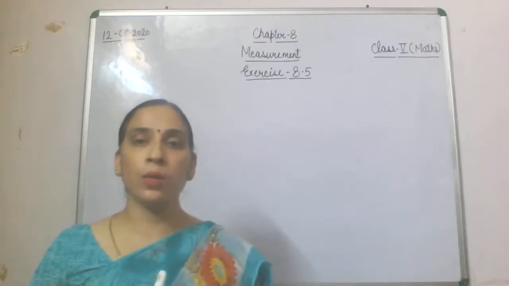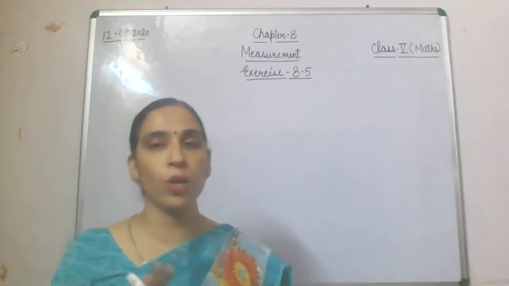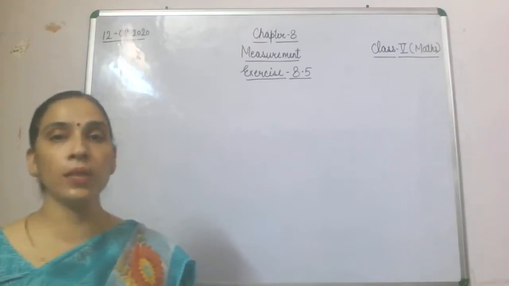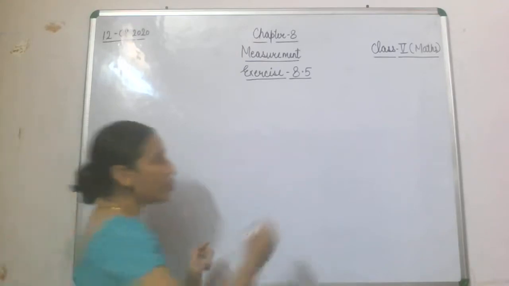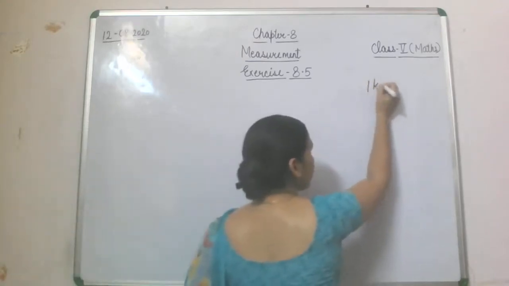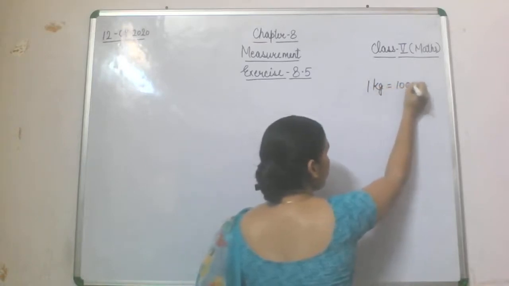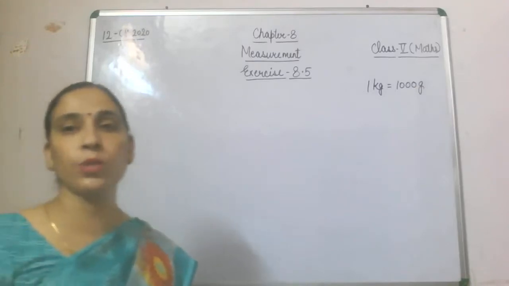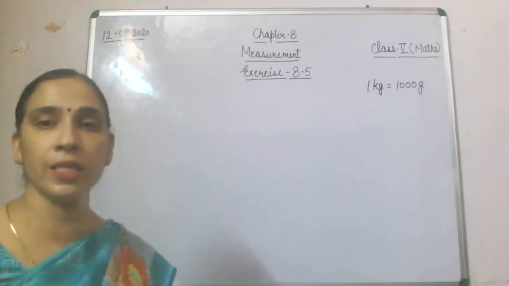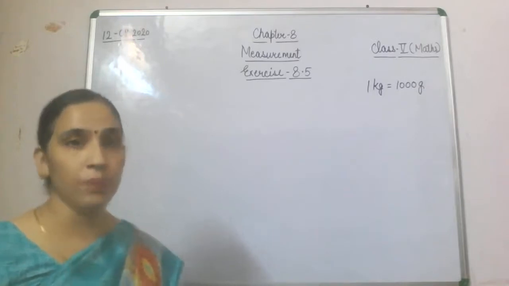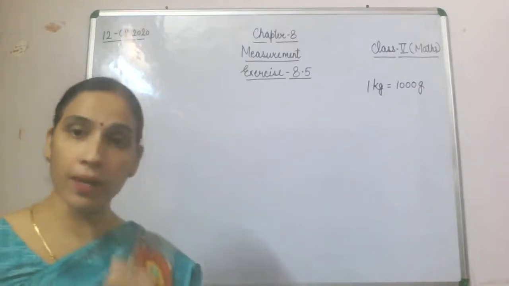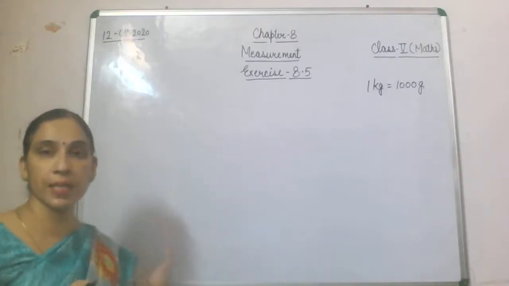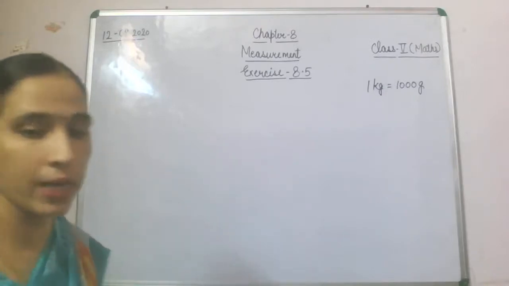So whenever you are converting a bigger unit into smaller unit, we are going to multiply by 1000, because normally we were using this only: 1 kg is equal to 1000 gram. So here what we are going to do, we are going to multiply whatever is given in kg by 1000 and then we will get the answer. So with this we will start our question number 2 of exercise 8.5. Let's start with that question.